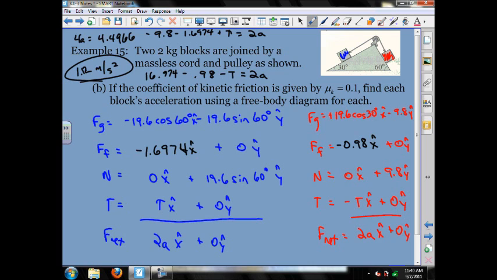Notice it slows down a little bit, seems as though that makes sense to me. What if we got a negative answer? What if we worked through all of that and then that answer was negative? What would that tell us?